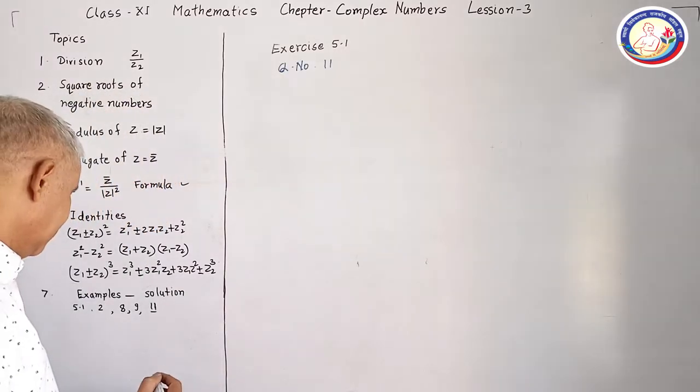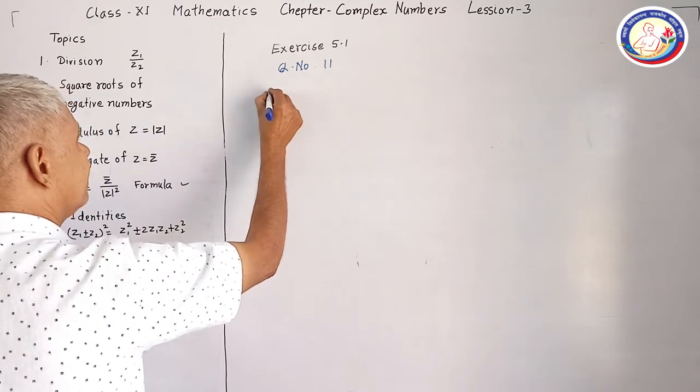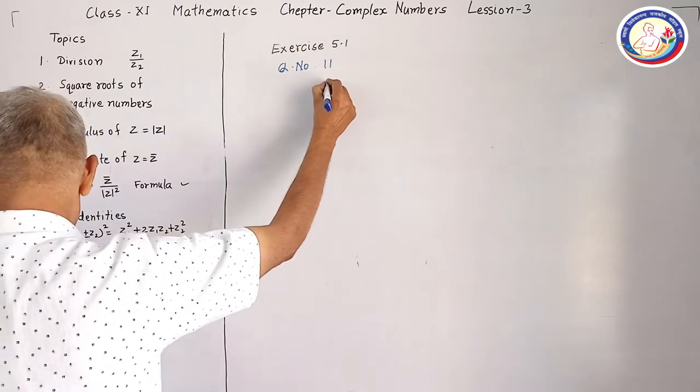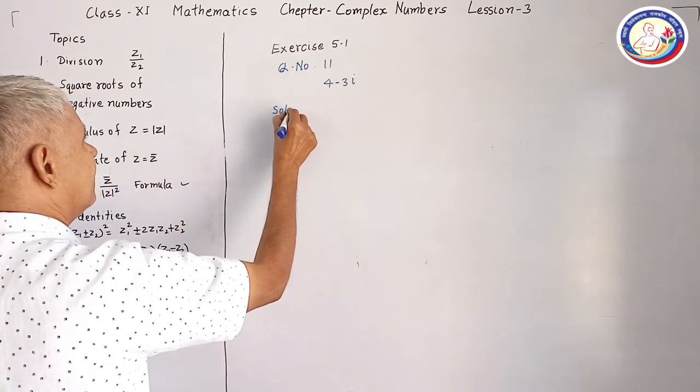We are taking the 11th question. It is given: find the inverse of 4 minus 3ι. Solution.